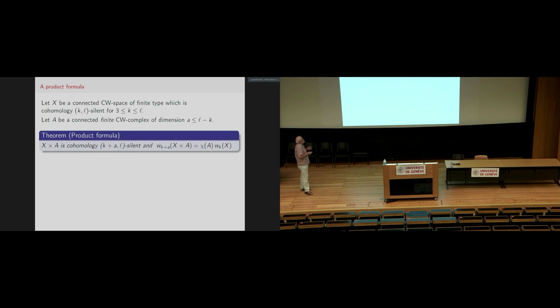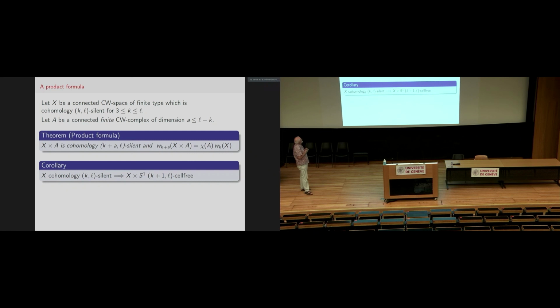So if the Euler characteristic of A is 0, like for the circle, then if you start with something cohomology silent, even with an obstruction, where of course L should be at least K plus 1, then by crossing with a circle, you erase this obstruction, and it becomes cell-free. The same for anti-simple manifolds. If you have an anti-simple manifold and you cross it with S1, it becomes anti-simple. So I'm sorry, but I think that's all I wanted to say. Thank you.